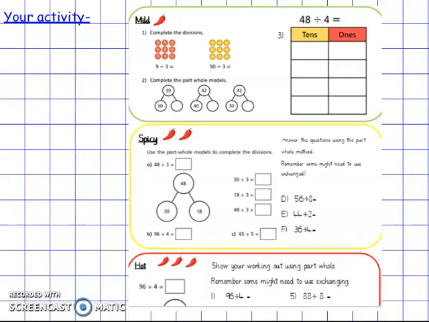Now I want you to have a go at your activity. So join on whichever level you think that you want to work on and answer the questions. A lot of it uses the part-whole model to do division, but you could possibly use a different method, just like this one in the mild section. It's whichever one that you think is easiest for you. So you have a go and figure out which one you find easiest so that you can do it super quick next time.